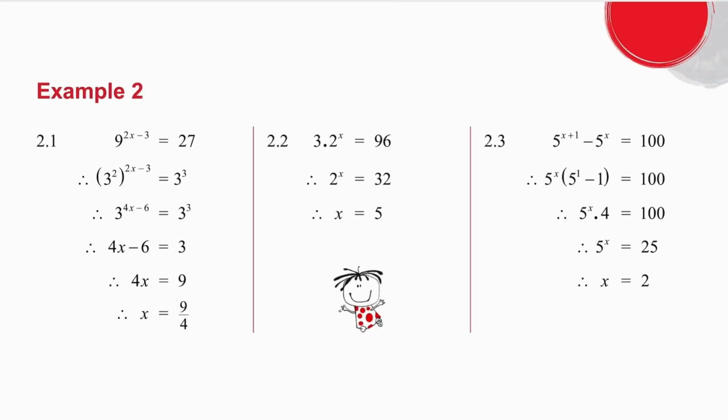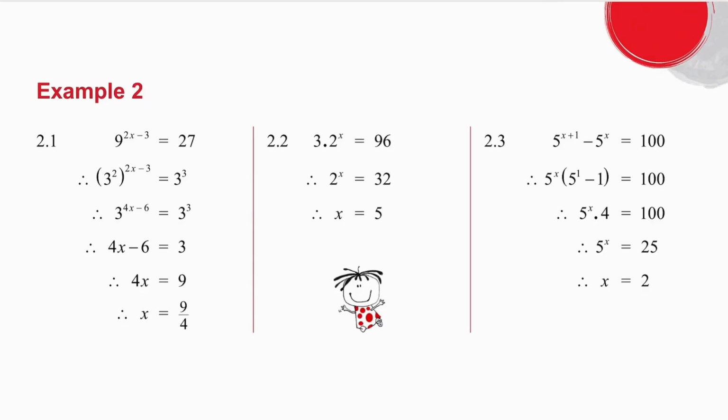In 2.1, the first thing I do is I write 9 as 3 squared and 27 as 3 cubed. Powers next to each other, I multiply. I then have an equation with base 3 on each side, which means that the exponents must be equal, and I solve the equation and get my answer for x.